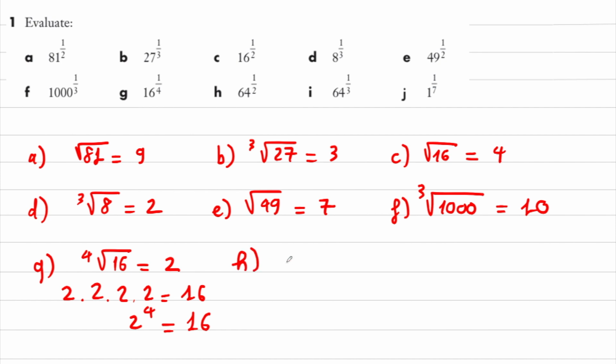Question H, you've got the square root of 64. Yes, that is 8. Question I, the cube root of 64. This will also be the integer 4. And the last one is very easy, because 1 to the power of any number becomes 1. So this slide we finished very quickly.